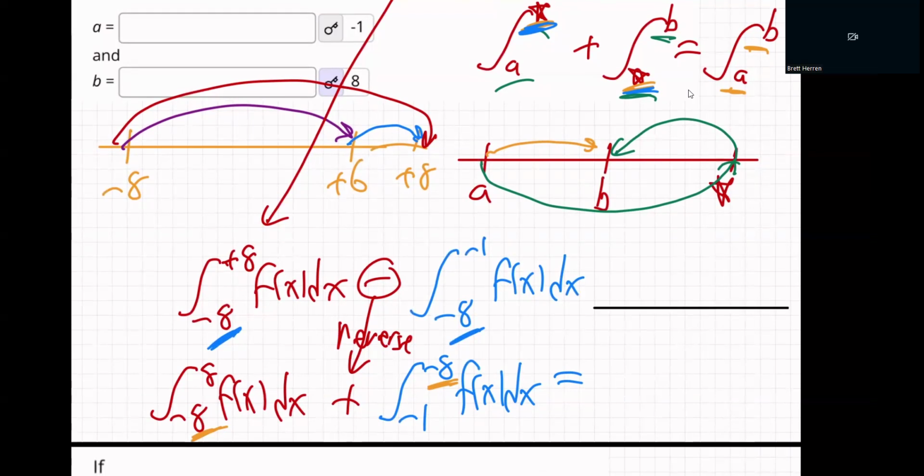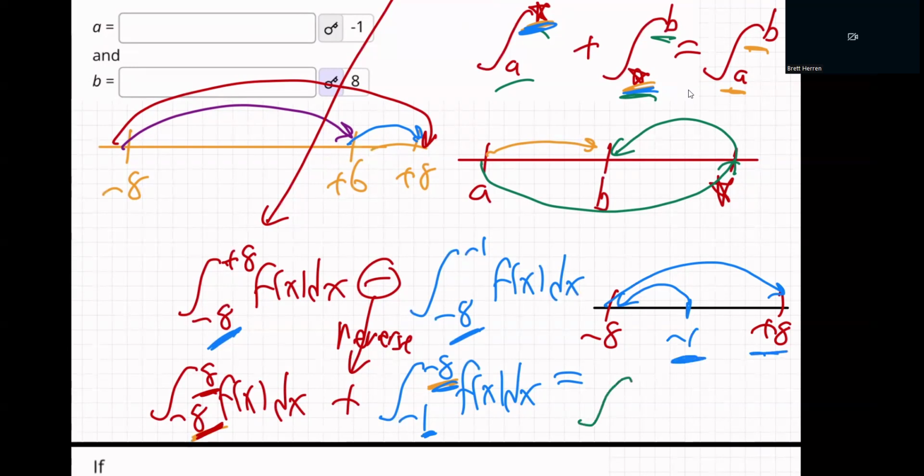Okay, so we're going from -8 to +8, and then from -1 to -8. So we go like this, and then from -1 to -8. So what's the overall journey? It's between -1 and +8. You see that? It's the integral from -1 to +8 of f of x dx.